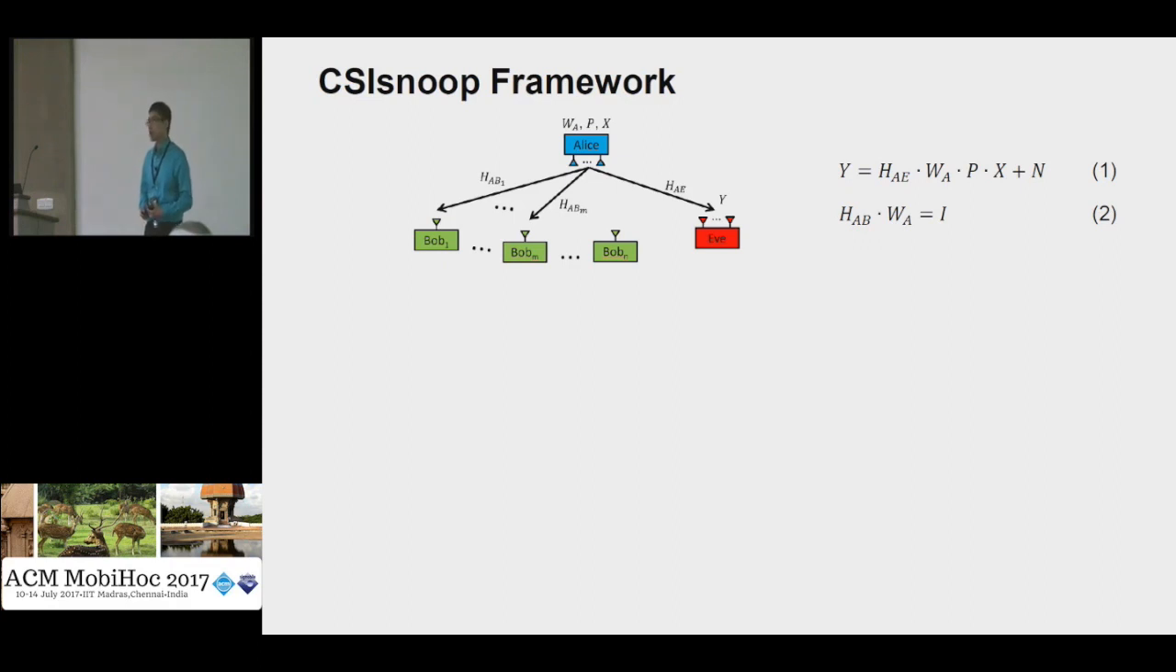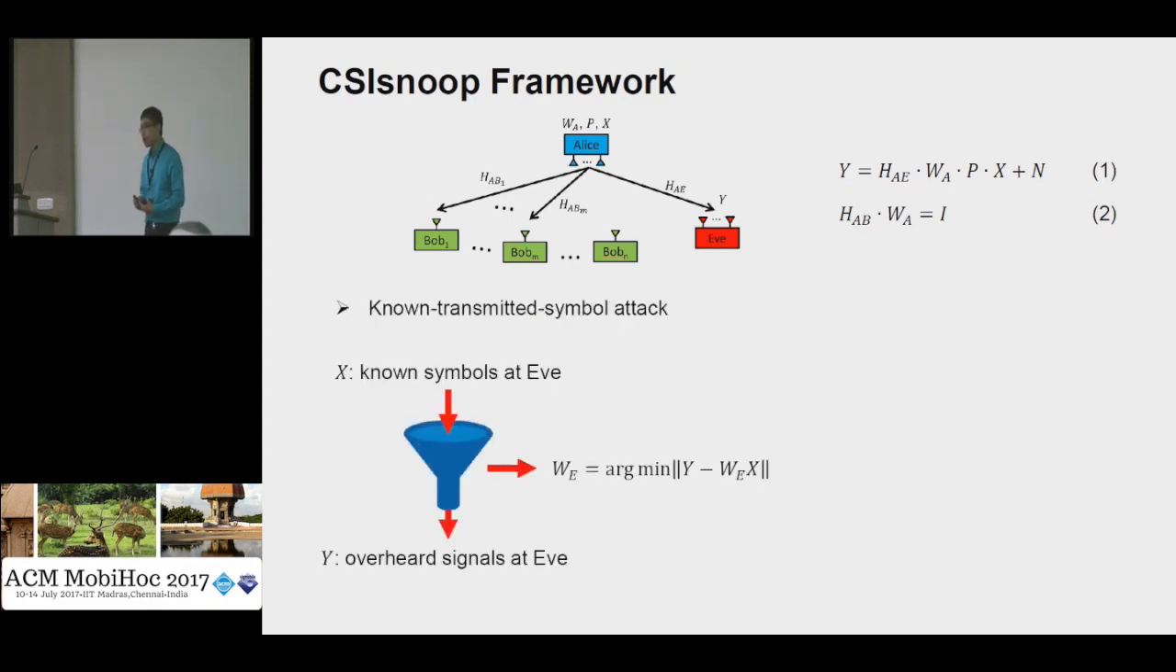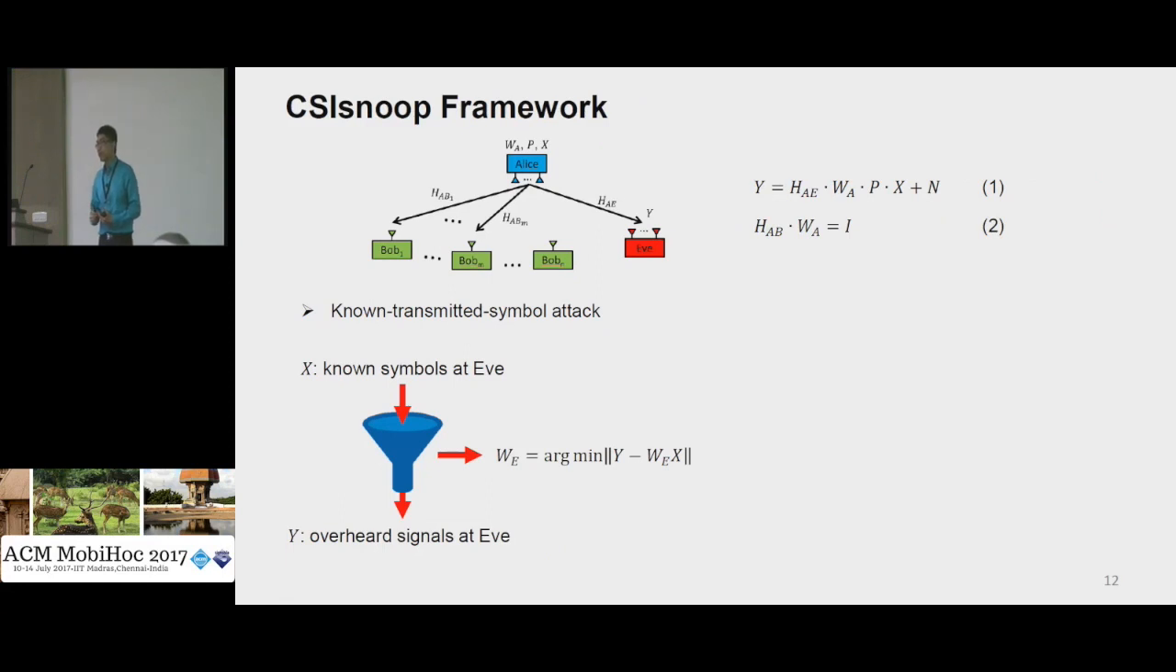As we just mentioned, the first step is to compute the channel beamforming weights that Alice must have used. To do that, we discover a new type of attack, which we call the null transmitted symbol attack. This is similar to the null-space attack. As shown in this slide, suppose that Eve knows the symbols x transmitted from Alice to Bob.